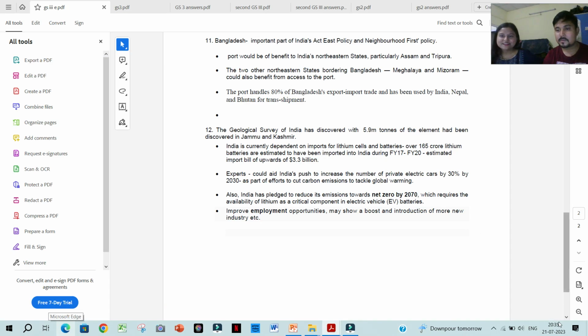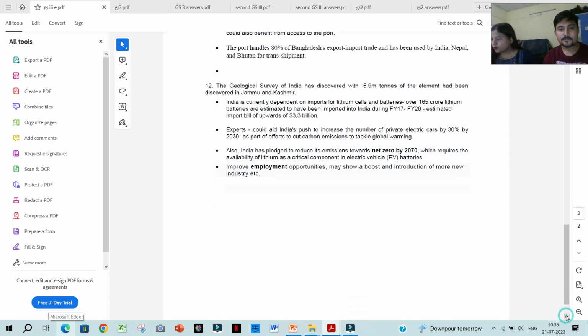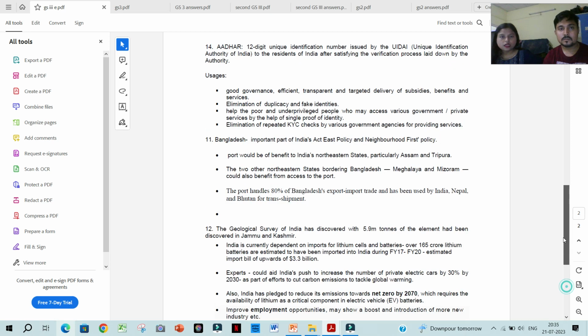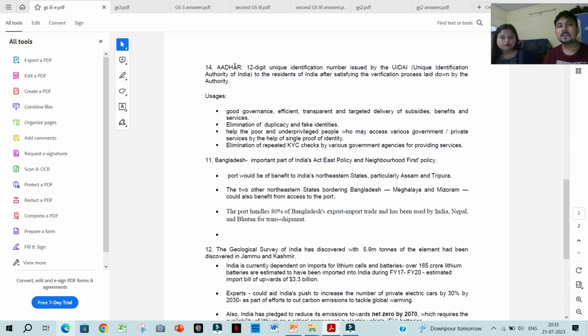That is question number 14: what is Aadhaar? I don't think you wrote the introduction. Aadhaar is a 12-digit unique identification number issued by UIDAI to residents of India after satisfying the verification process laid down by the authority. Its uses are good governance, efficient, transparent, targeted delivery of subsidies, benefits, services etc., and elimination of duplicacy and fake identities.